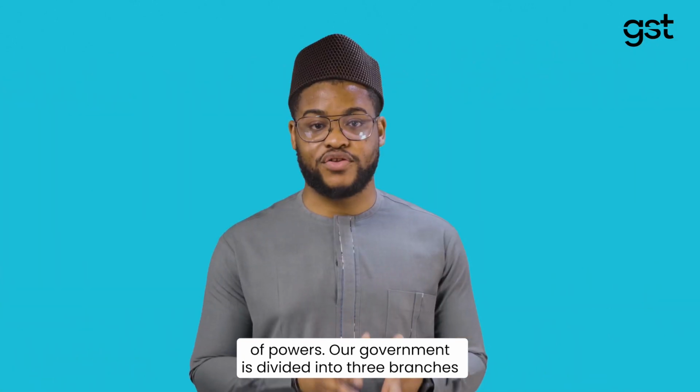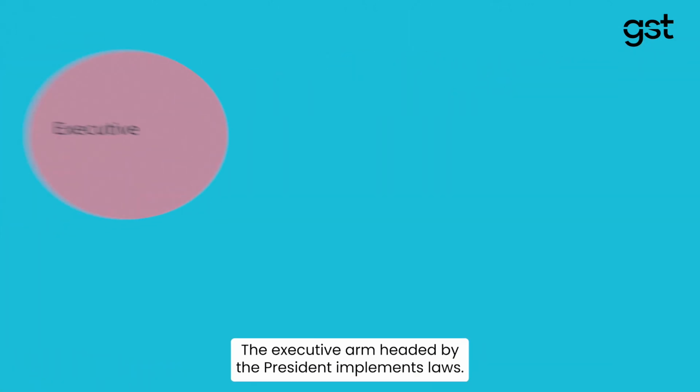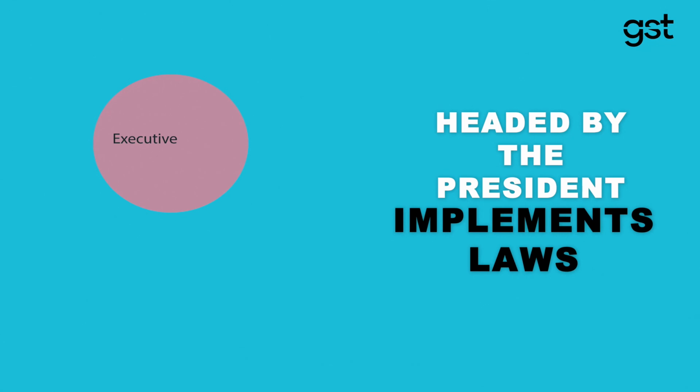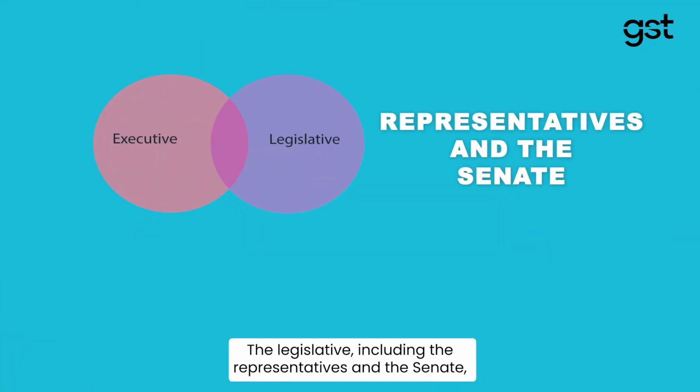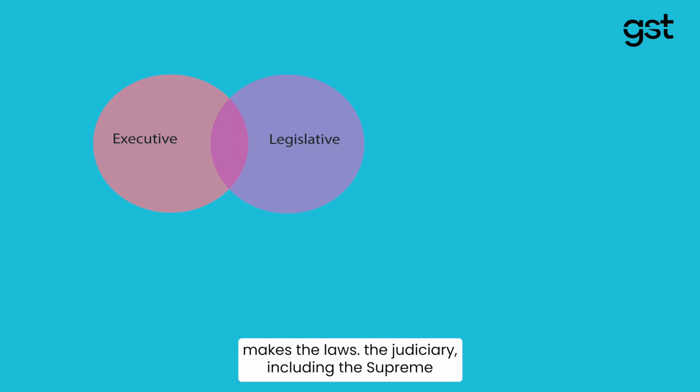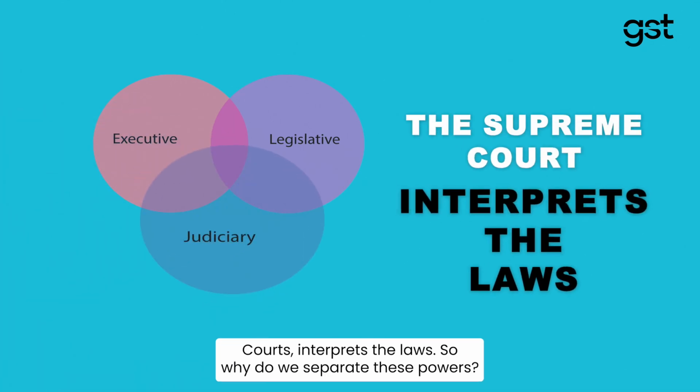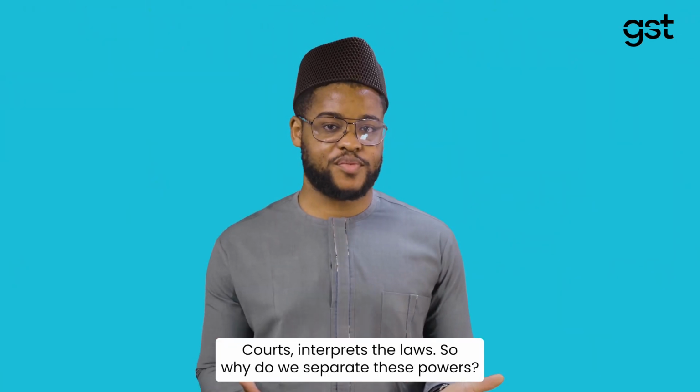Now, let's grasp a fundamental principle, the separation of powers. Our government is divided into 3 branches. The executive arm, headed by the president, implements laws. The legislative, including the representatives and the Senate, makes laws. The judiciary, including the Supreme Court, interprets the laws. So why do we separate these powers?